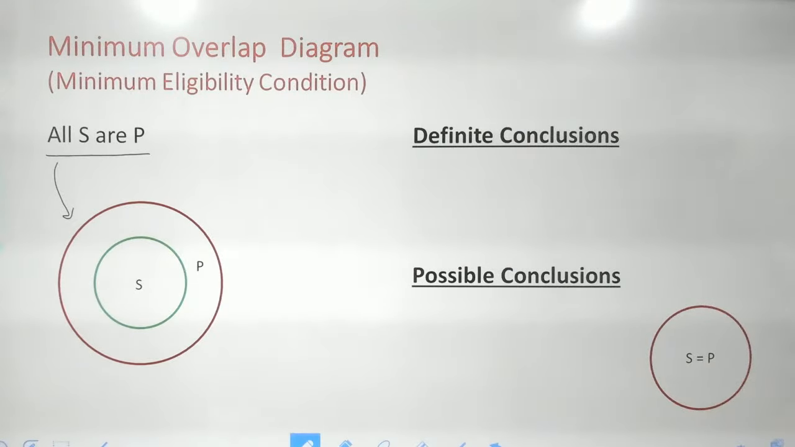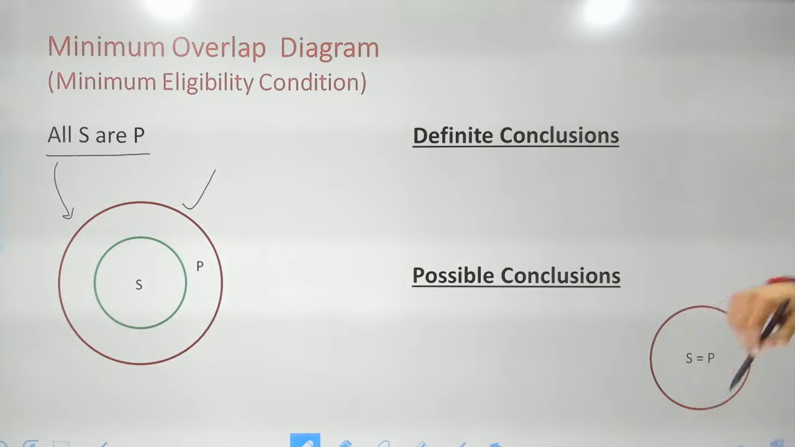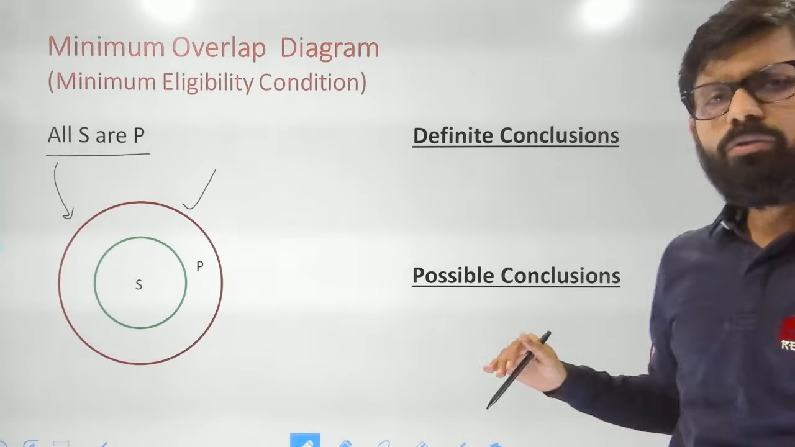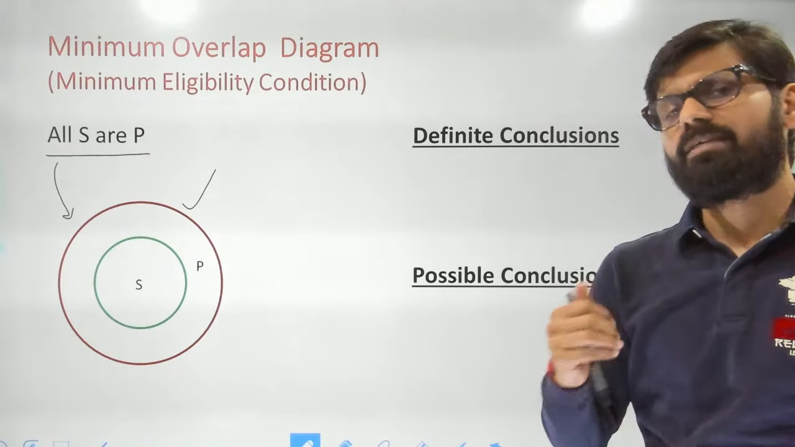which is this. So one way to show all S are P is this, and the other way to show it is this. Now the question arises, which of the two is a better way?